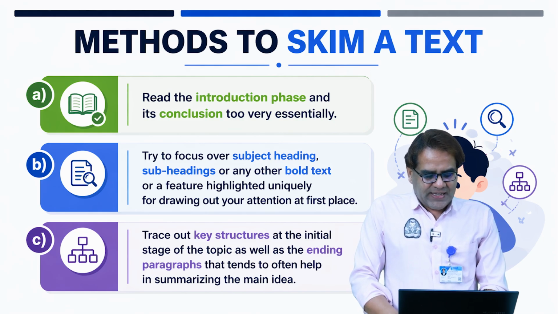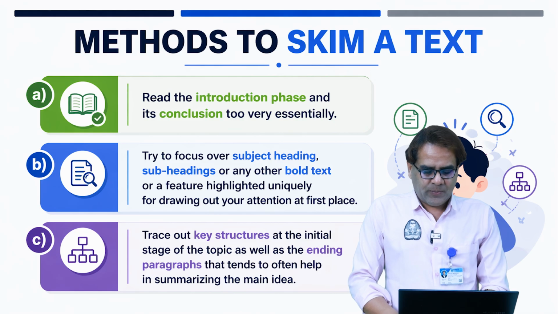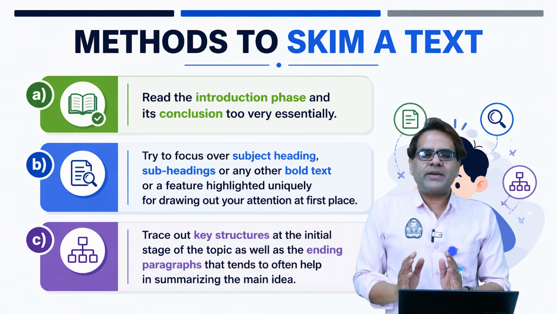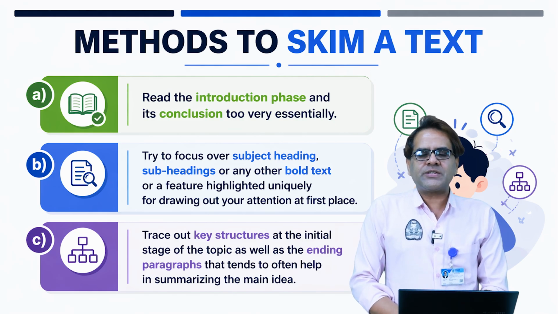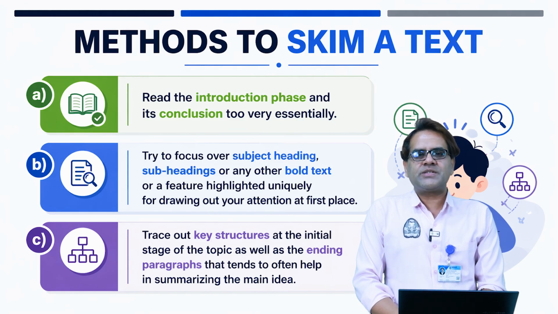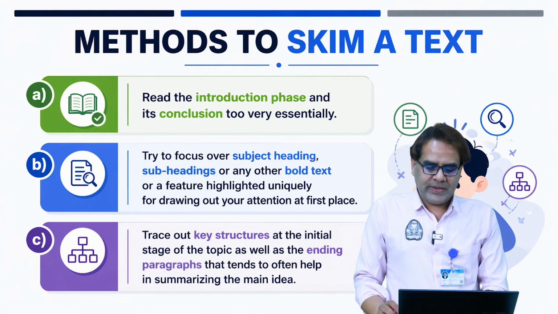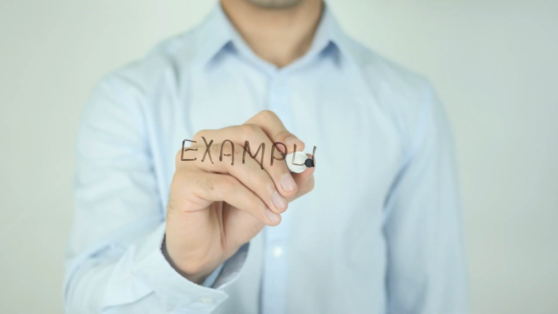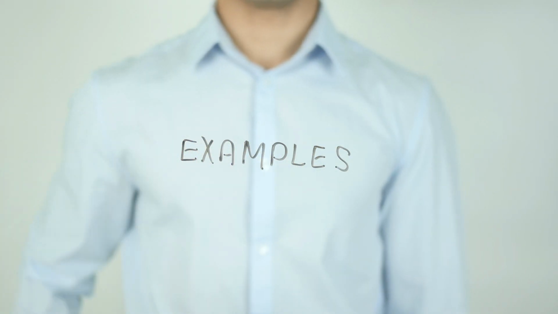So when we look at the key structures of the initial stage of the topic, we are also looking at the ending paragraphs that tend to often help in summarizing the main idea. So I hope all my audience understood through this slide how there are different forms of methods used for skimming up a text. Now, this is a slide and a picture depiction of the example I was talking about a couple of minutes ago.